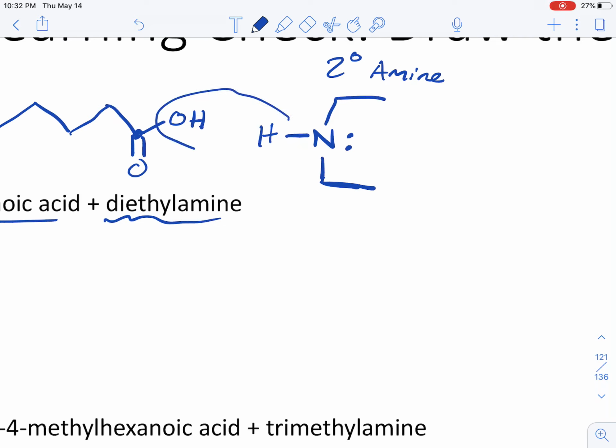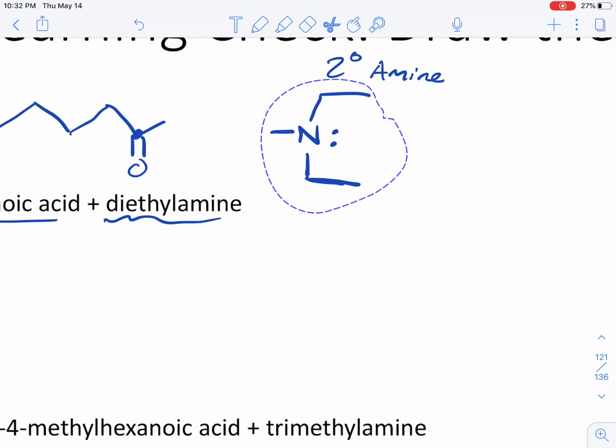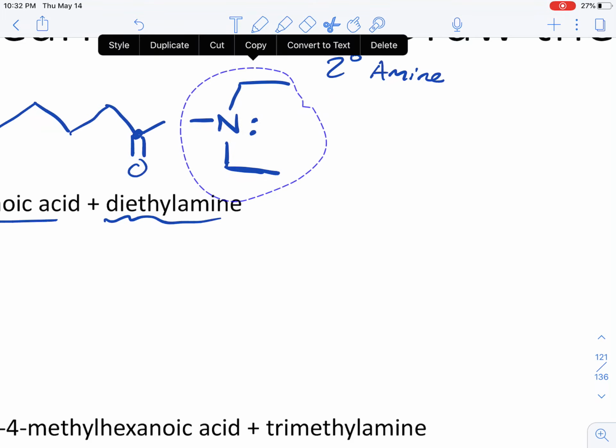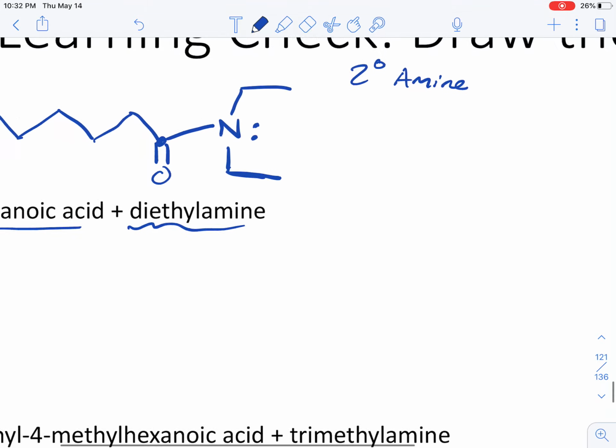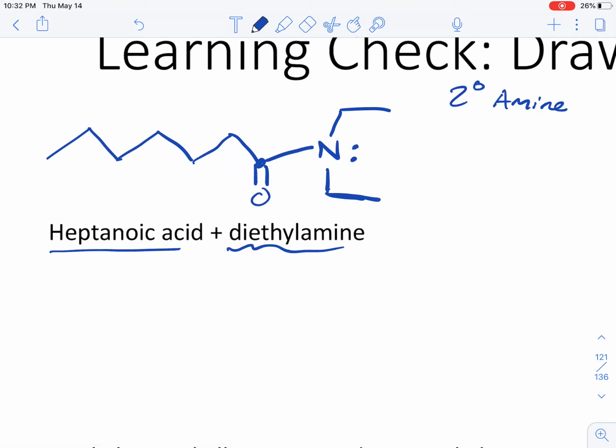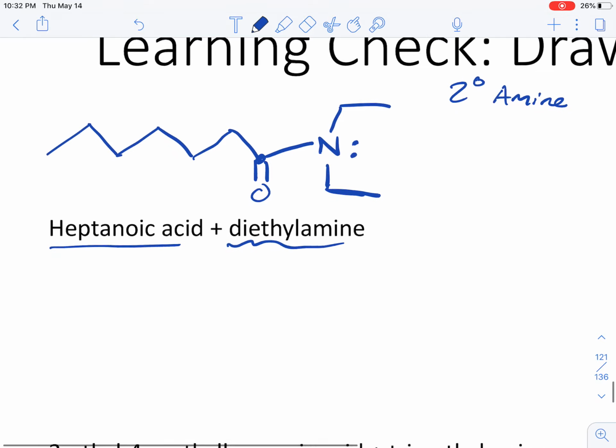Now when you react both of these together, this is going to go away. It's a dehydration reaction, and what you will get is a covalent bond between the carbonyl carbon and the nitrogen itself. And so this is the product of heptanoic acid and diethylamine.